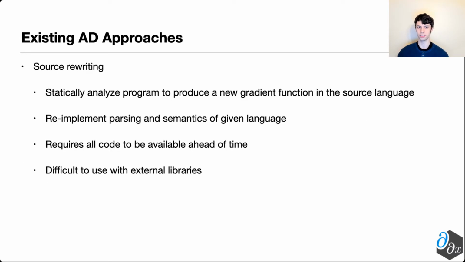The third approach is known as source rewriting. Such tools statically analyze your program to produce a new gradient function in that original source language. These tools must re-implement parsing and the semantics of whatever given language you want to differentiate. This also requires all of the code that you want to differentiate to be available ahead of time to be used by the tool. This consequently makes it somewhat difficult to use with external libraries. However, this tends to be quite fast in practice.